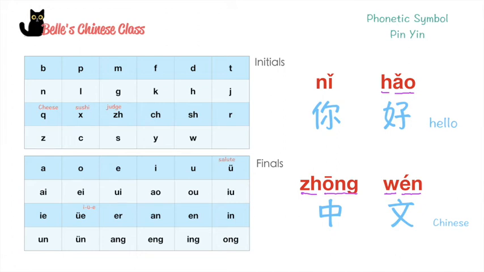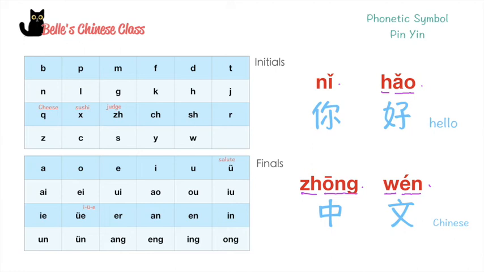Let's review them from the first. 呢宜你好好中中文文. Congratulations! In this way, you can pronounce any of the Chinese characters.